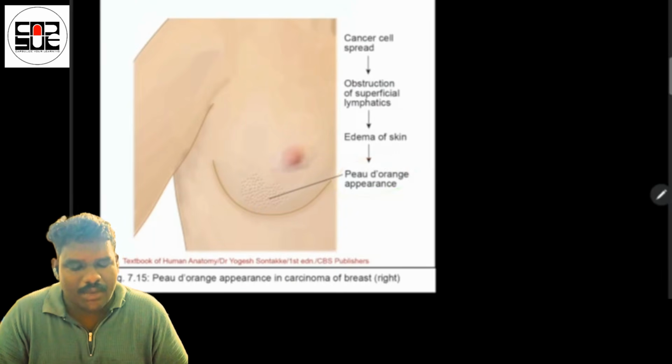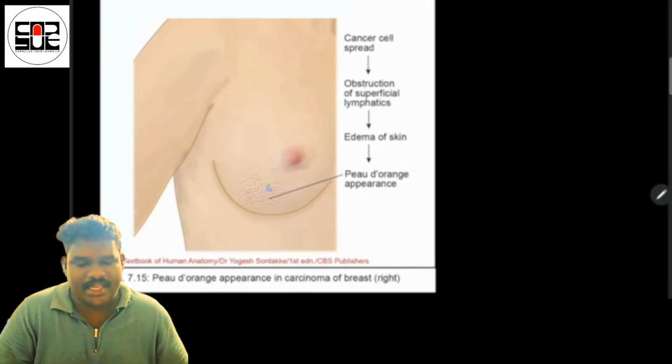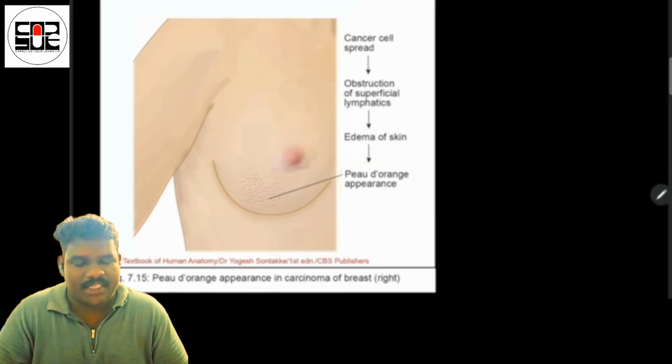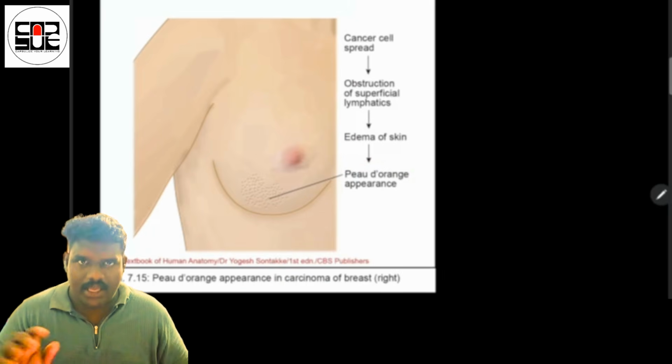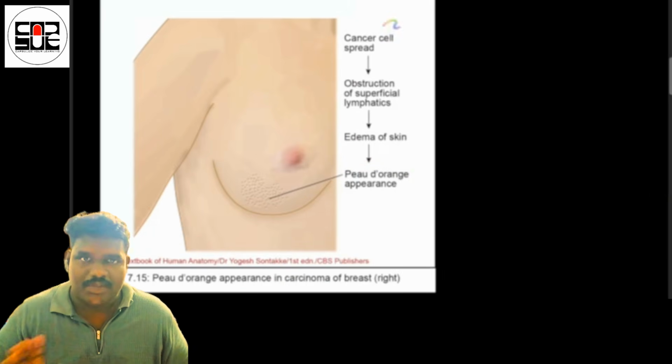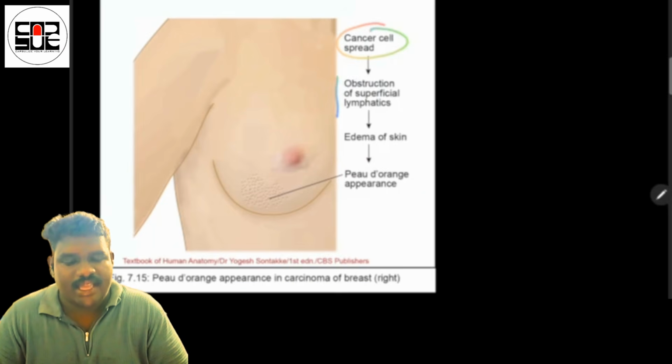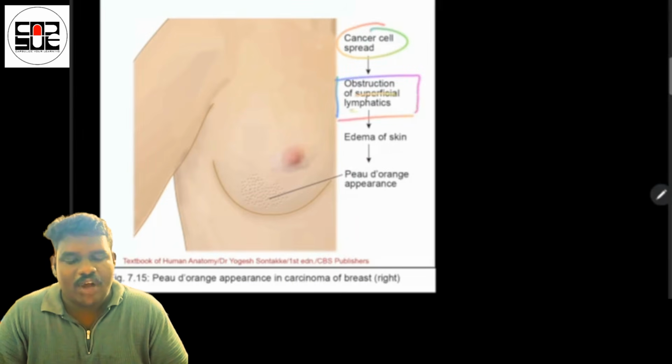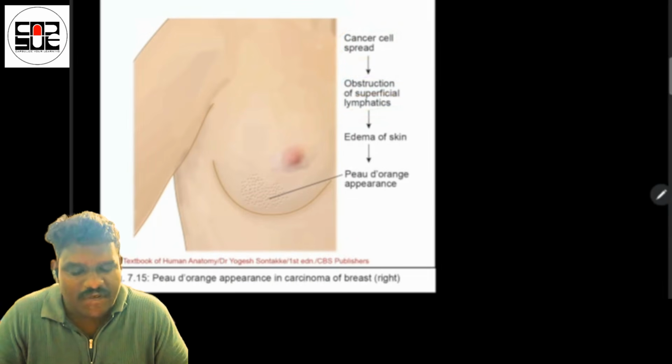There is an appearance called peau d'orange appearance of the skin. Sometimes the skin can be involved in carcinoma breast and will appear like an orange peel. That particular appearance is called peau d'orange appearance. And you will be asked what is the cause of this peau d'orange appearance. Mainly the cancer cells spread, and they will obstruct the superficial lymphatics.